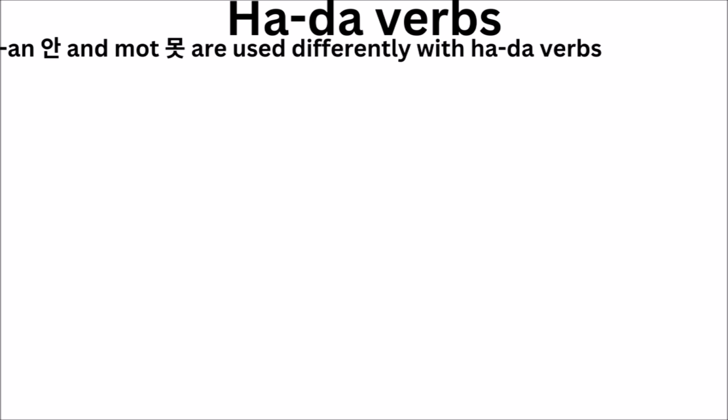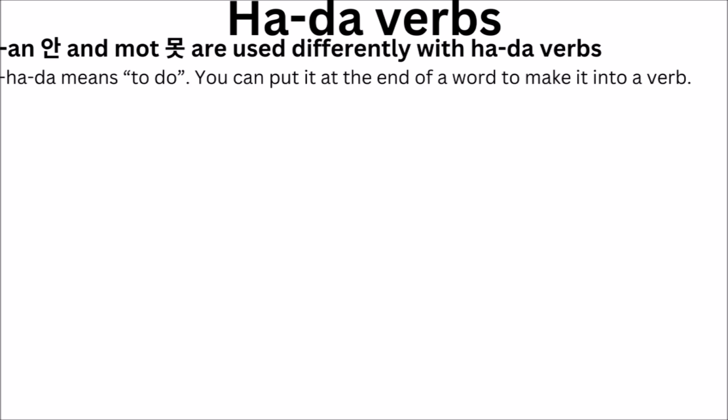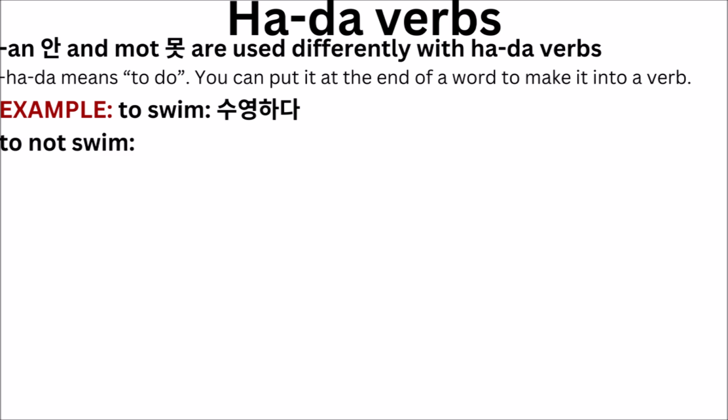Now, when it comes to 하다 verbs, there is another way we can use 안 and 못. You know 하다 verbs. 하다 means to do, and you can add it to the end of a word to make it into a verb, like to swim, 수영하다. 수영 means swim, 하다 means to do. So, how do we say to not swim? Well, because it's a 하다 verb, we put 안 right here in the middle. 수영 안 하다. And if we want to really be proper about it, we add 을 or 를 at the end of swim. 수영을 안 하다.